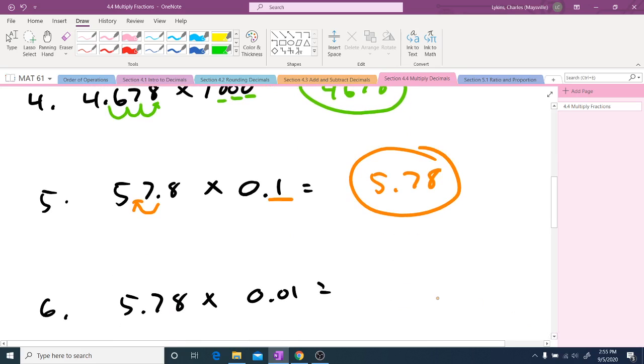Here's another one. Now look where the 1 is. It's got 2 decimal spots, so that means I'm going to take 5.78 and add a couple of zeros. Usually I always add whatever spots you are, I just add that many zeros. So now I'm going to move over 2 decimals, and I get 0.0578.